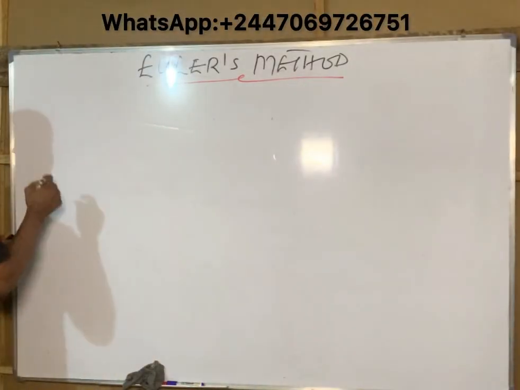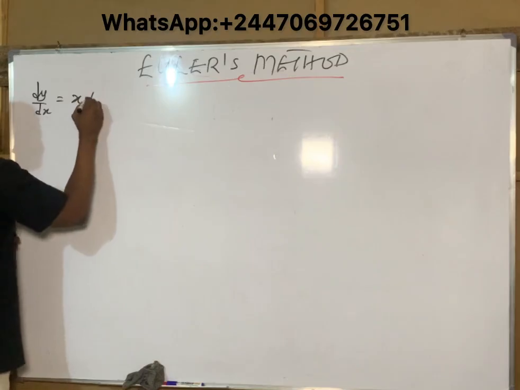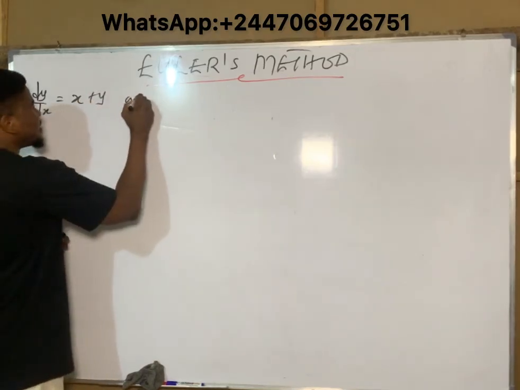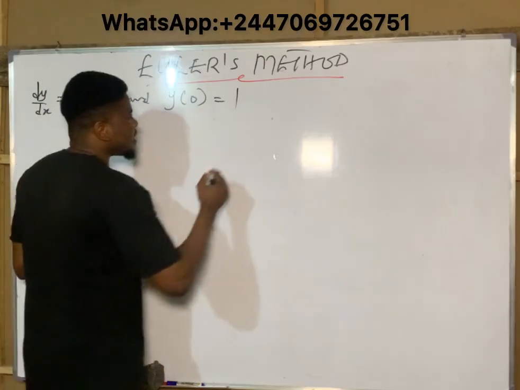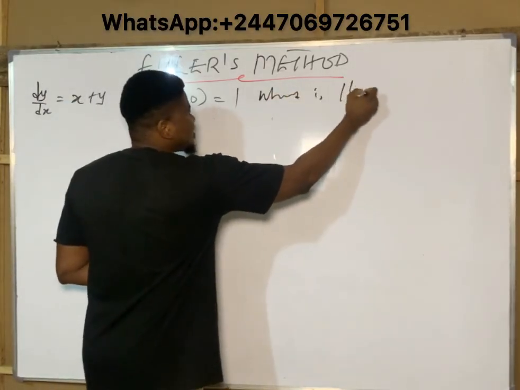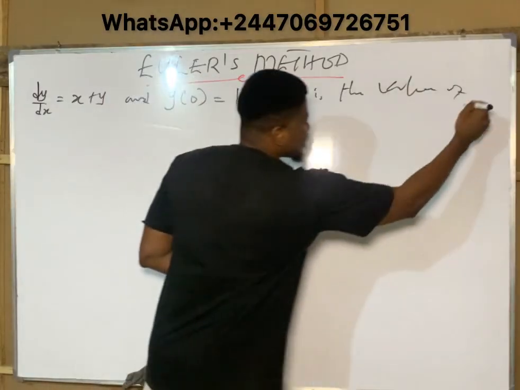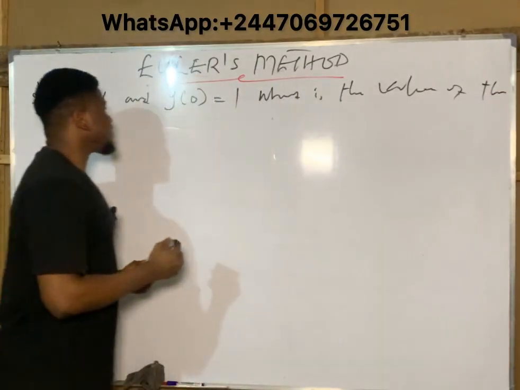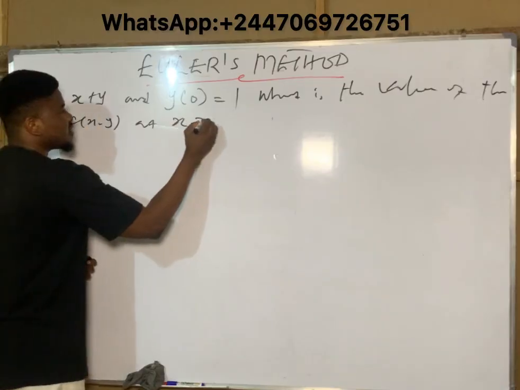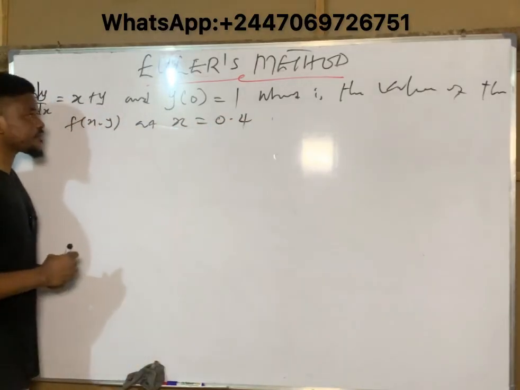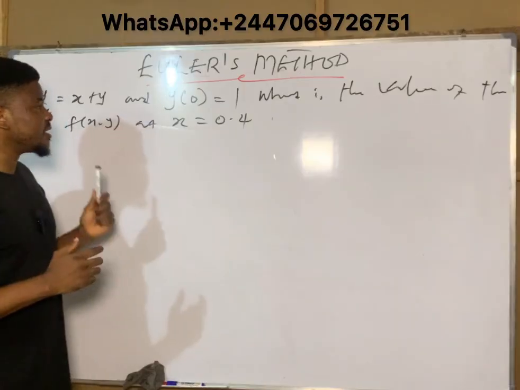Now, let's say we are given that dy over dx is equal to x plus y, and we are given that y of 0 is equal to 1. Now, what is the value of the function at x equals 0.4? So obviously, we're going to be employing Euler's method to solve this problem.